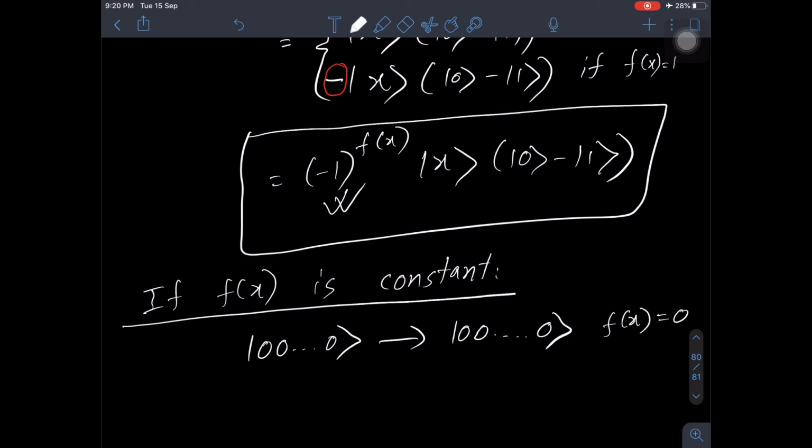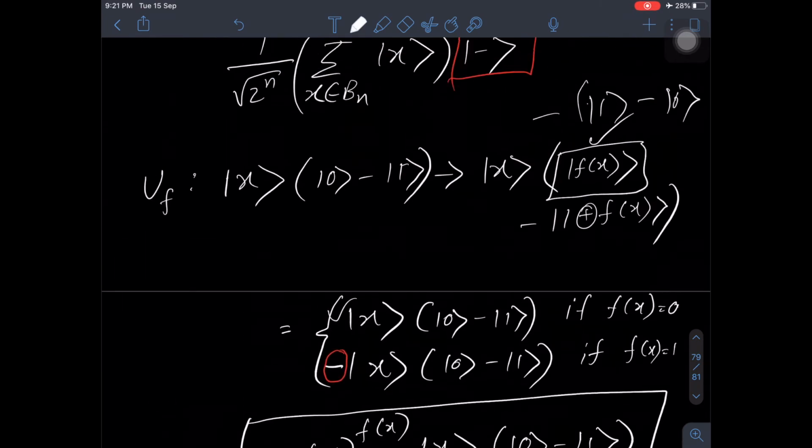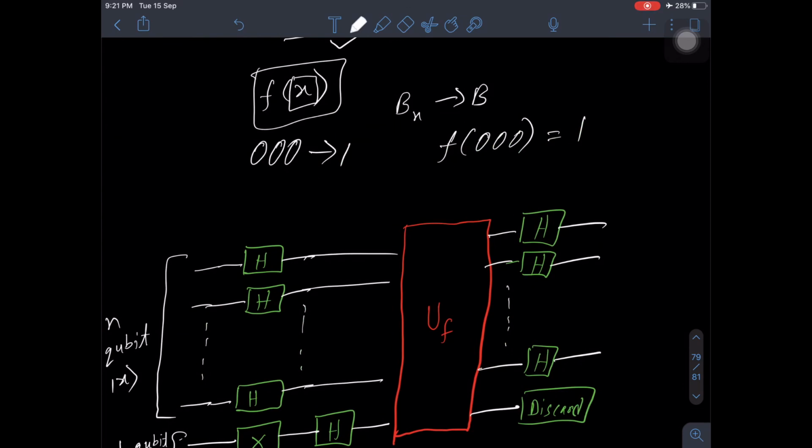If f of x is 0, because you will have no sign here, then this thing will go away. It will just give you 1, and then you'll just get this x again, and you get all the zeros. But if f of x is 1, you're going to get nothing but a minus sign and all the zeros. So what you can do is that you can perform measurements here in these qubits.